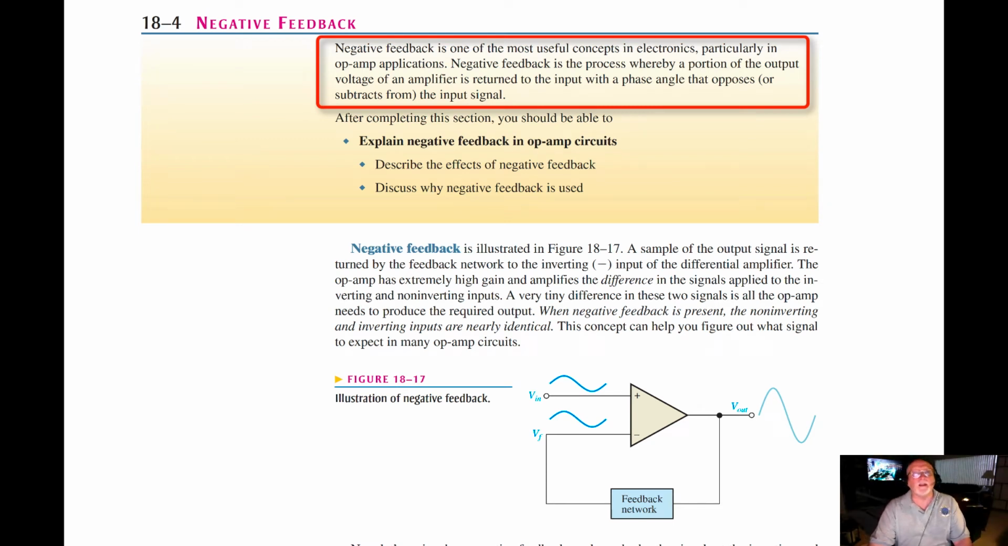Now we look at the negative feedback feature of an op amp. It's one of the most useful concepts in electronics, particularly in op amp applications. Negative feedback is the process whereby a portion of the output voltage on an amplifier is returned to the input with a phase angle that opposes or subtracts from the input signal.